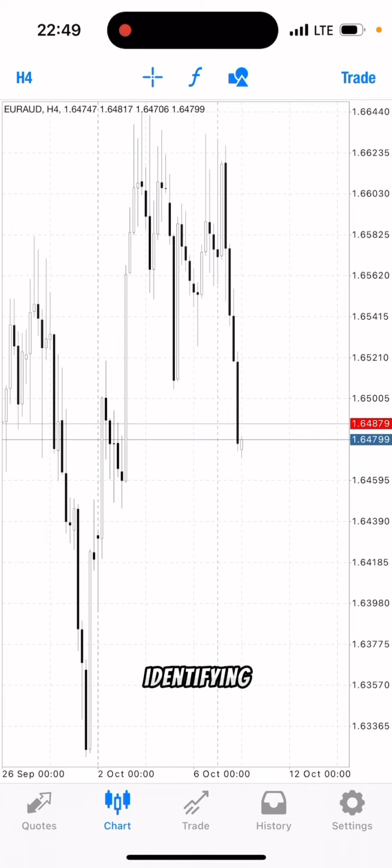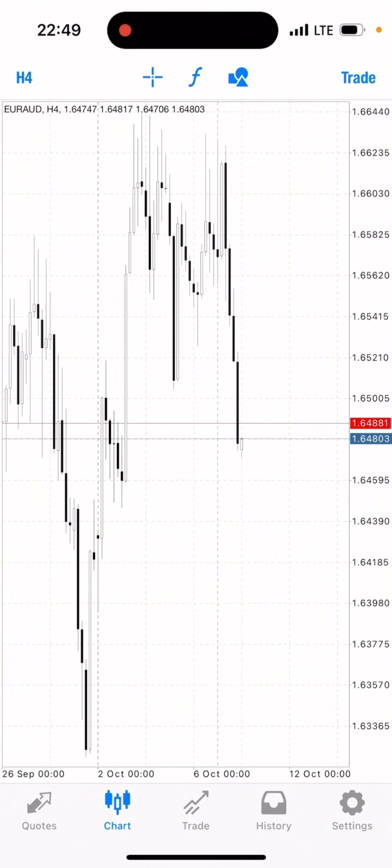So guys, identifying supply and demand zones. To identify supply and demand zones, we need to look for areas where price has historically reacted strongly. These zones can be spotted on your chart as areas of consolidation or significant price reversals. Pay attention to areas where price has stalled or turned around sharply.